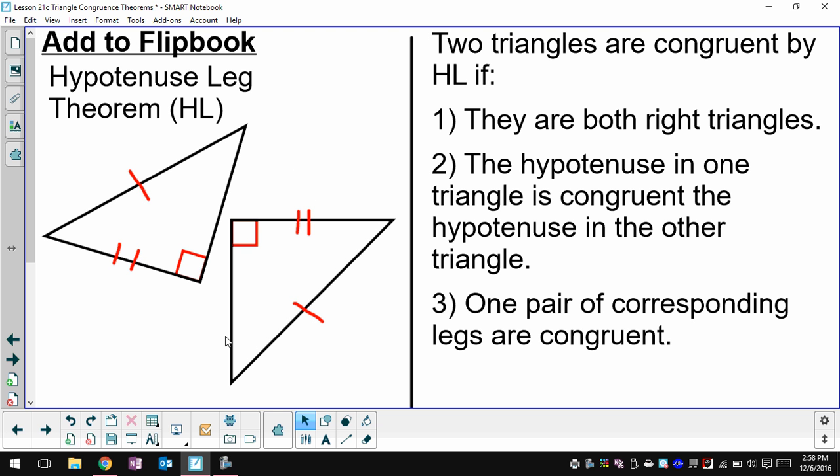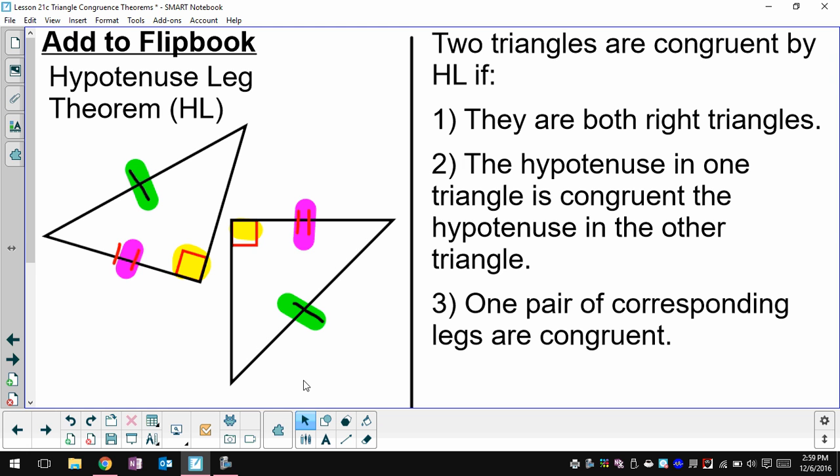So add this to your flip book. This is the final triangle congruence theorem. It's called hypotenuse leg. We call it the HL theorem. And that says that if I have two right triangles, so I know they're both right triangles, and then if I know that the hypotenuses, so the sides across from the right angles, are congruent to each other, and then one leg in each triangle are congruent to each other, then I can say that these two triangles are congruent. So this is a theorem that's unique.